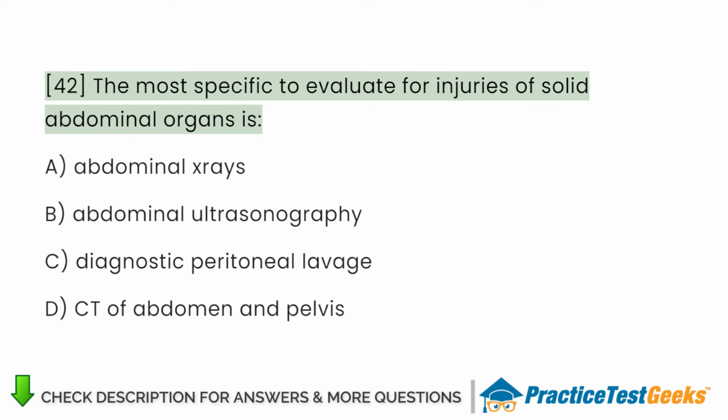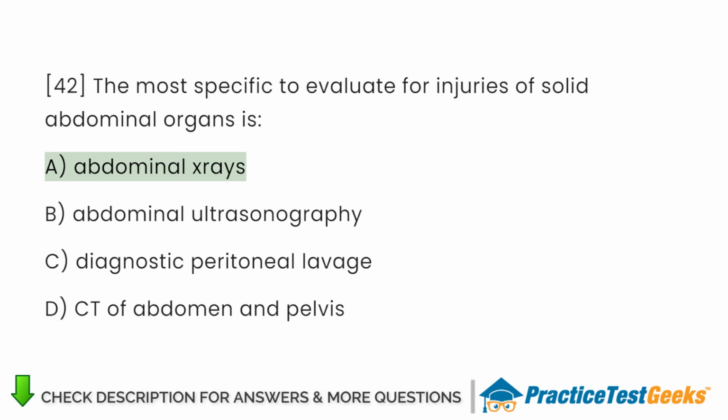The most specific test to evaluate for injuries of solid abdominal organs is A. Abdominal X-rays, B. Abdominal ultrasonography, C. Diagnostic peritoneal lavage, D. CT of abdomen and pelvis.